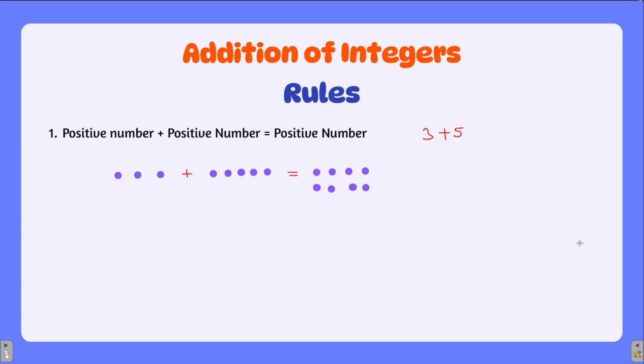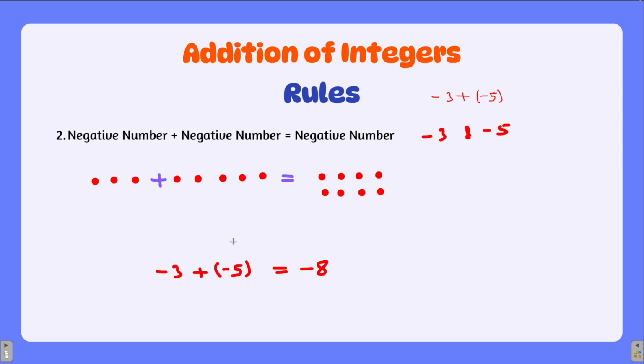Let's learn again. The first thing is a positive number plus a positive number gives you a positive number. How to do that? Simply add them together. 3 plus 5. This is rule number 1. Don't get confused. If we want to add two positive numbers, simply add them together. So 3 plus 5 is 8. Now, if we want to add two negative numbers, simply add them together with a negative sign. -3 plus -5: 3 plus 5 will give you 8, but with a negative sign.